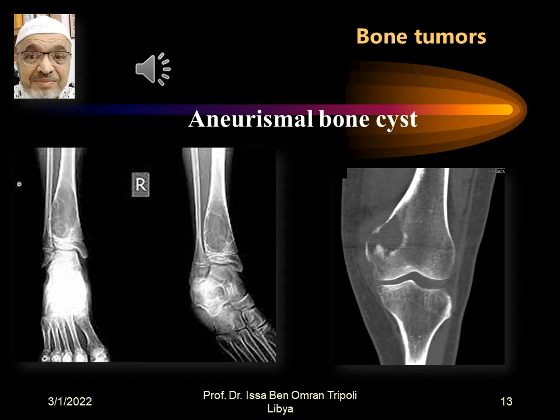Here examples of aneurysmal bone cyst or hemorrhage bone cyst. The region is different, maybe in the distal tibia near the ankle joint, or in the distal femur near the knee joint. We find many rooms at the same time, not only one cyst but also small areas damaged together.